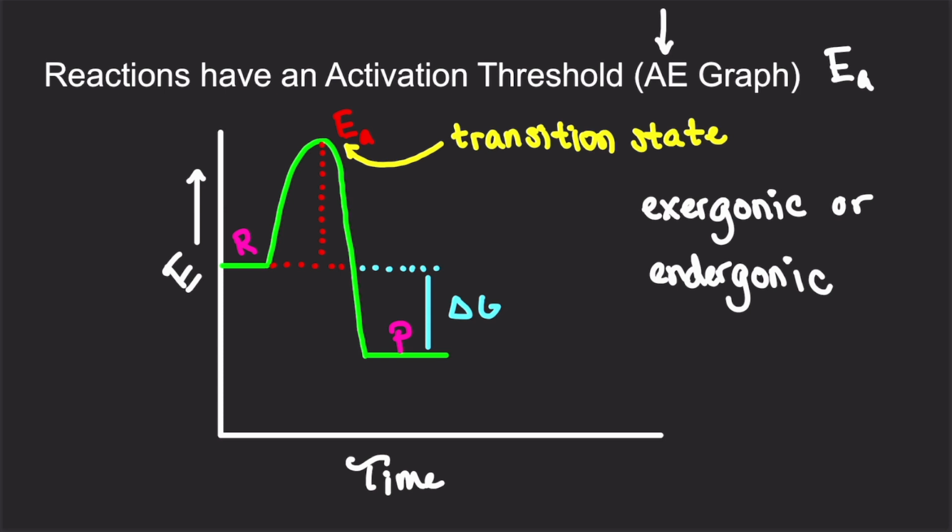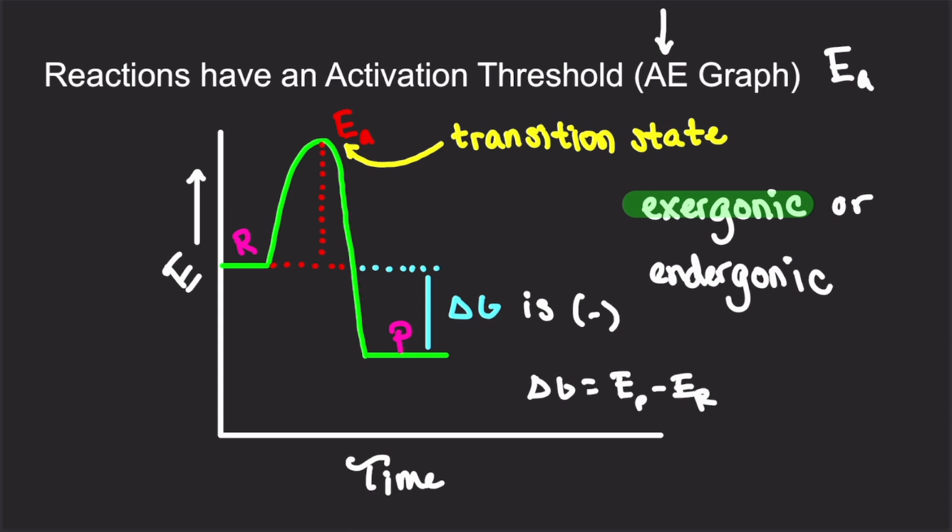Well, the products have less energy than the reactants, meaning that delta G is negative, right? Because delta G is equal to E of the products minus E of the reactants. Energy was released, so that is not the right sign. Our reaction shown here is exergonic.